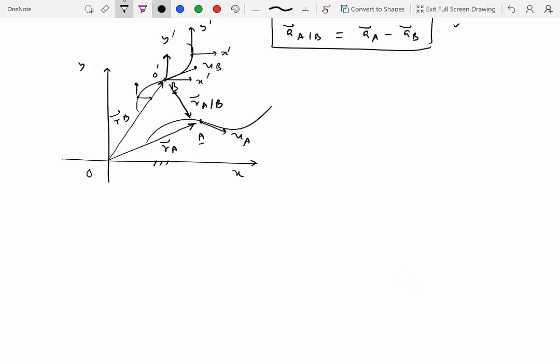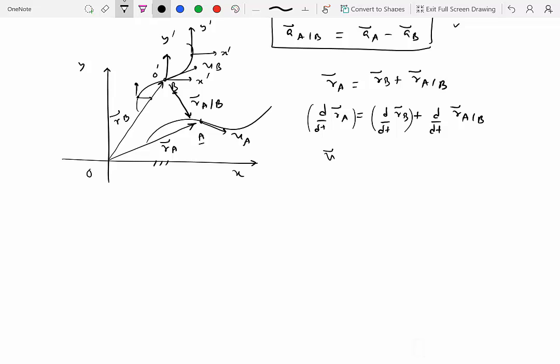So we can write R of A is equal to R of B plus R of A with respect to B. And if we differentiate it, we will have d over dt of RA equal to d over dt of RB plus d over dt of R of A with respect to B. So these two things are fairly understandable to us. This is velocity of A, this is velocity of B.